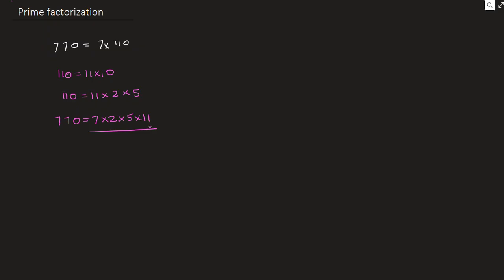I can list down the prime factorization vertically like this. I write down 770, and the lowest prime number that divides 770 exactly is 2. 770 divided by 2 gives 385. Then the next lowest prime number which divides 385 exactly is 5. So 385 divided by 5 is equal to 77.